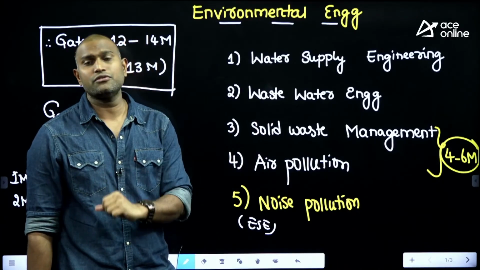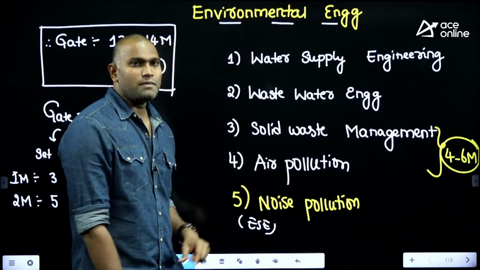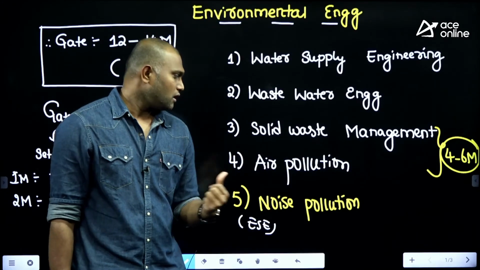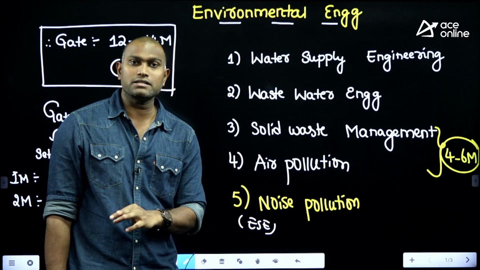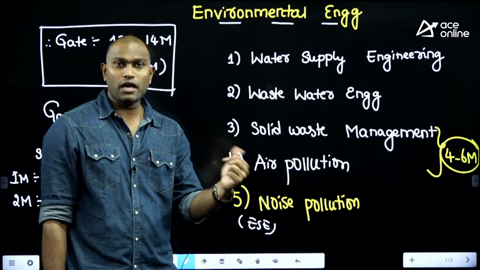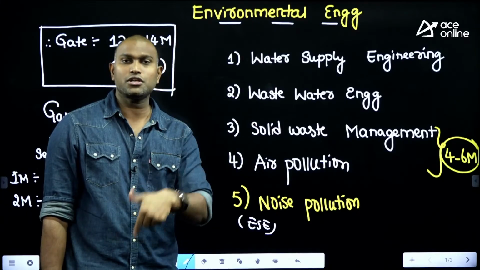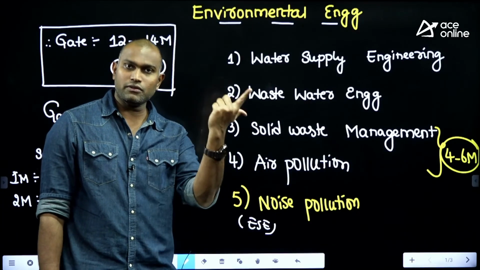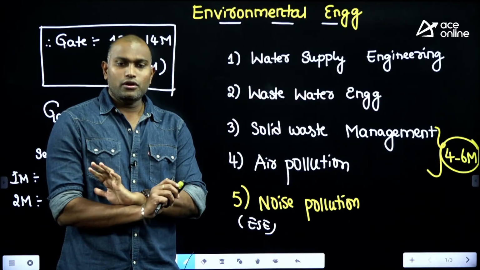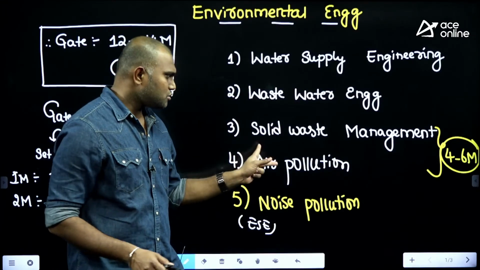Even in GATE 2023, from solid waste management, in one paper 3 marks were obtained, in the other paper 2 marks. In air pollution, one paper 3 marks and the other paper 3 marks. GATE 2023 weightage: air pollution 3 marks in set 1 and set 2; solid waste management, set 1 3 marks, set 2 2 marks. So never skip these two topics.